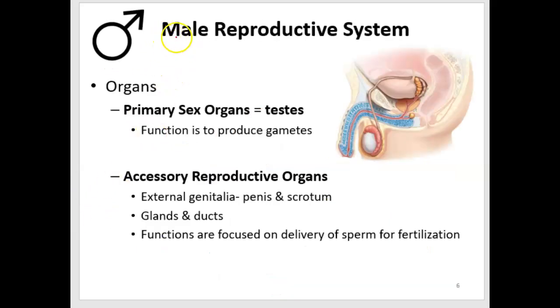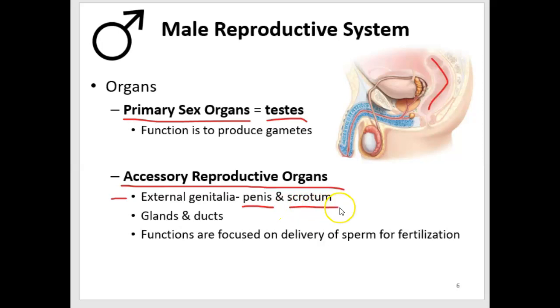So now we'll talk a little bit more specifically about the male reproductive system. Here's a sagittal section showing the bladder and the reproductive system. You can even see part of the rectum here. The male reproductive system includes two types of organs: primary sex organs, also known as the testes. Their function is to produce gametes. And then the second type are collectively called accessory reproductive organs. These include the structures of the external genitalia, something that's not internal, something you could see visually on the outside.